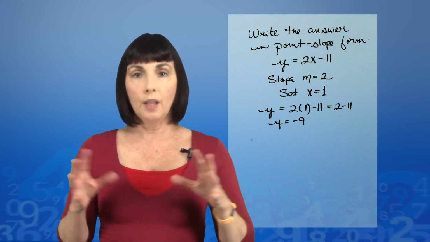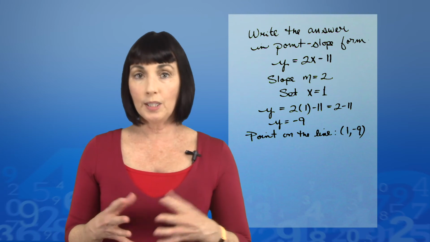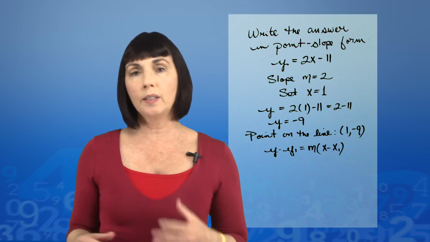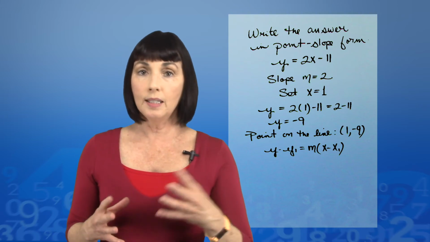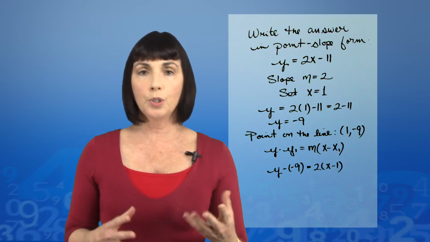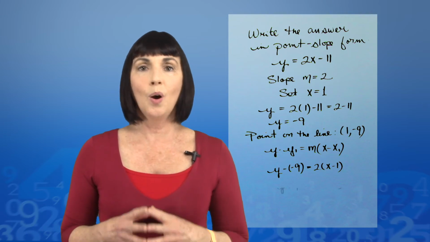So now we can plug this into point-slope form. Point-slope form is y minus y1 equals m times the quantity x minus x1. And in this case, that gives us y minus -9 equals 2 times the quantity x minus 1, or y plus 9 equals 2 times the quantity x minus 1.